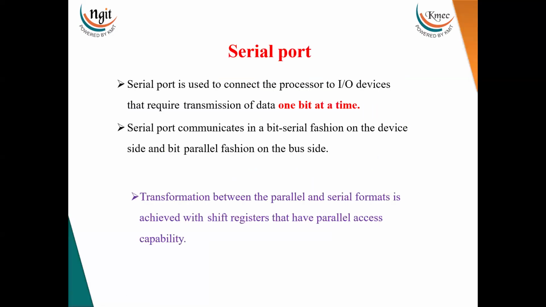Now, serial port. In the last class, under the interface, we discussed the parallel port. Now we will discuss the serial port. This is the processor, this is the interface, and these are the IO devices. From the processor to the interface, the data transfer takes place in parallel fashion. But in the serial port, from the interface to the IO devices, the data transfer takes place bit by bit. At a time only one bit will be transferred.